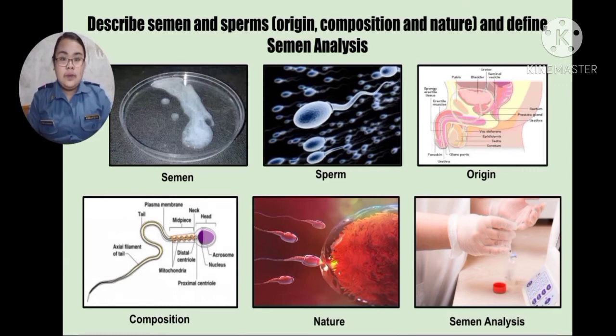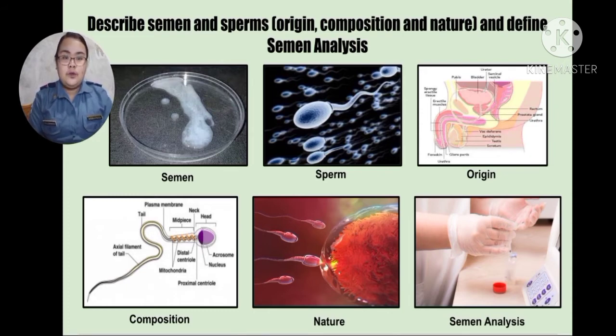Ang seminal fluid daw po ay nagko-contain ng sugar as an energy source of sperm. Typically, ang color daw po ng semen is whitish gray. Si semen din daw po yung liquid carrier ng sperm. And also, yung semen daw po is visible sa mga mata natin.